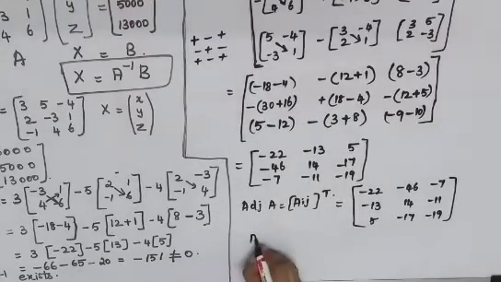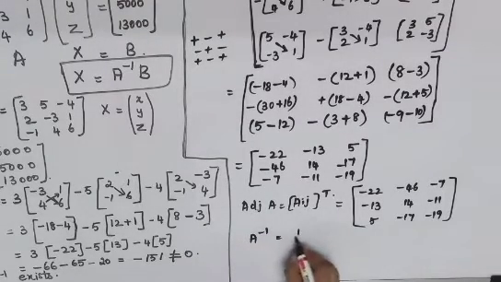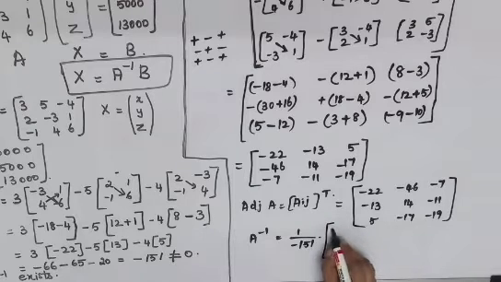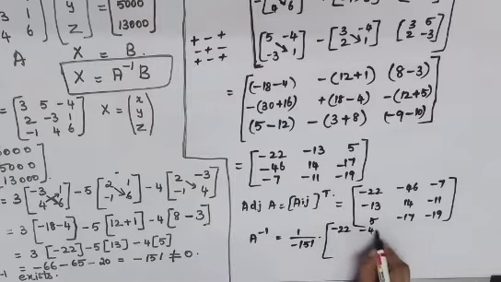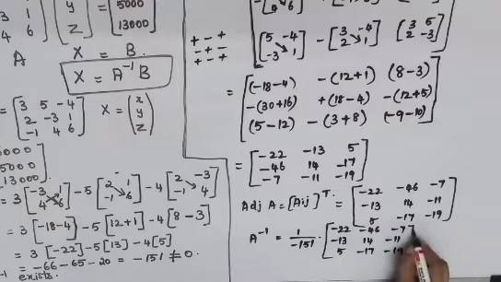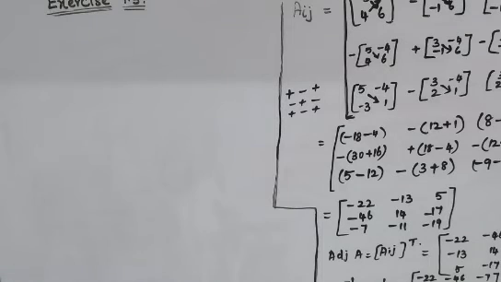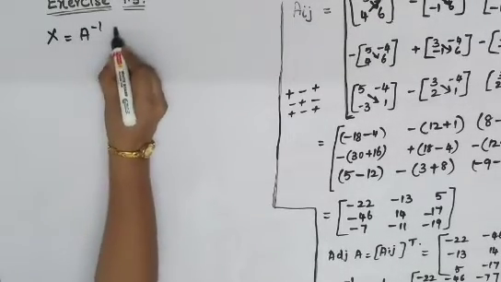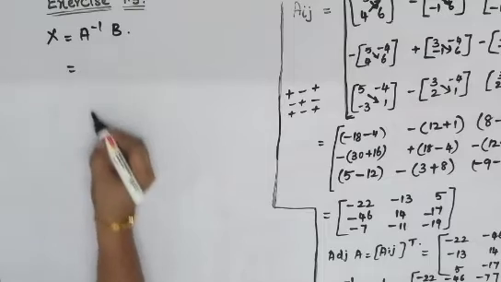Now A inverse is equal to 1 by determinant of A. Determinant of A, we have got it, minus 151, into your adjoint of A. So that is equal to minus 22, minus 46, minus 7, minus 13, 14, minus 11, 5, minus 17, minus 19. So this is your A inverse. Now we will have to find x is equal to A inverse B. We have got A inverse, just substitute it here.